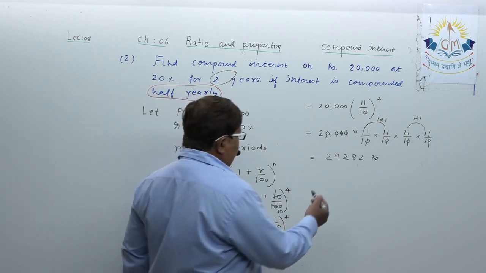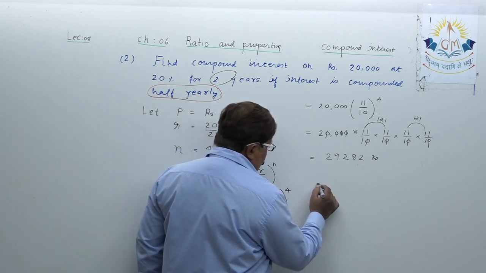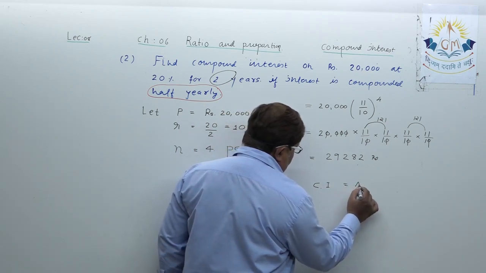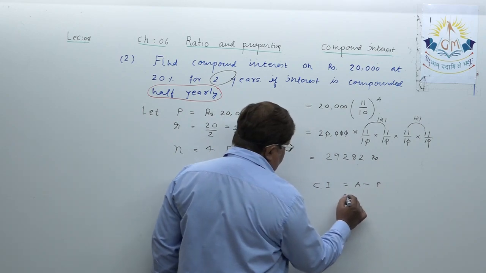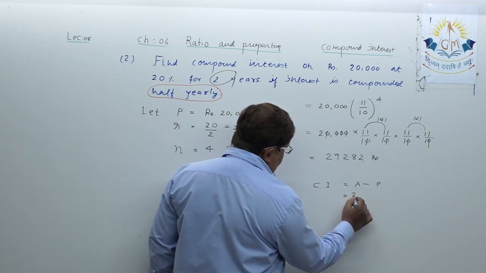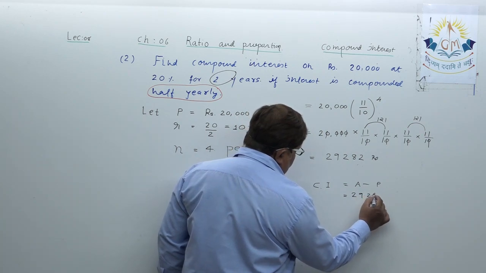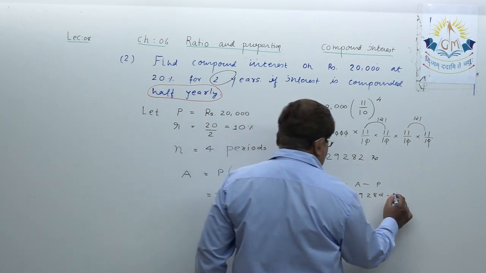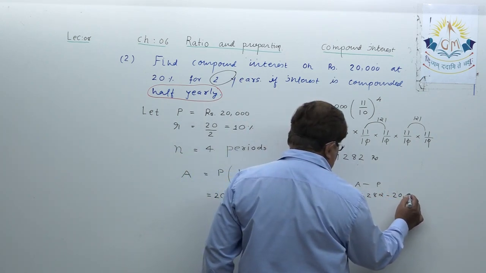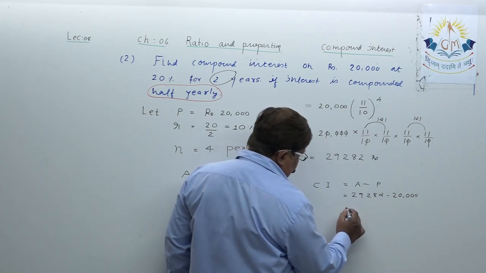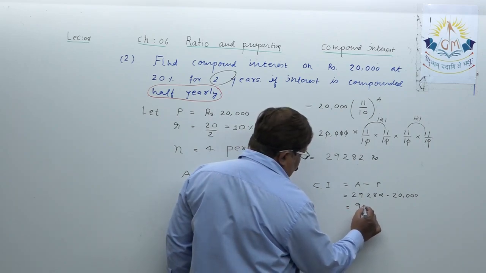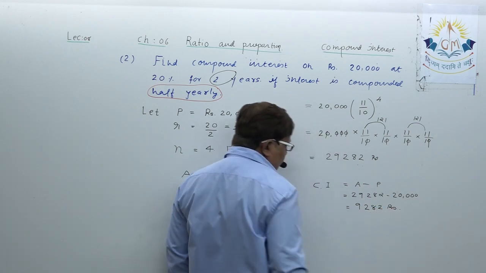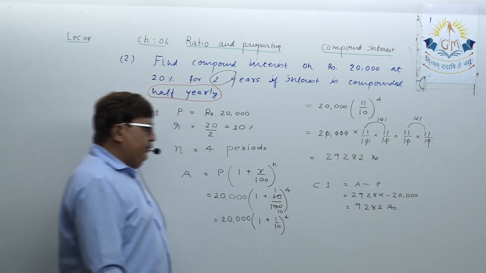Okay. Now, as usual, compound interest, dear student. A minus P. A, that is 29,282 minus 20,000. Okay. So this is going to be 9,282 rupees. Okay, dear student.